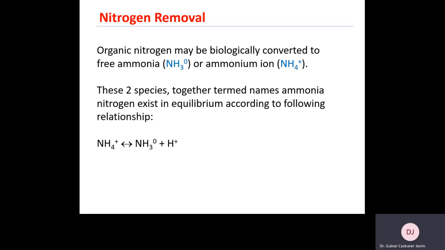Organic nitrogen may be biologically converted to free ammonia and ammonium ion. This is a quick process and usually happens in wastewater treatment plants too. So most of the organic nitrogen can be found in the form of ammonia and ammonium ion. These two species together are termed ammonia nitrogen, and exist in equilibrium according to the following relationship. So actually, the pH of the environment determines the balance of how much ammonia or how much ammonium ion will be present in the wastewater.